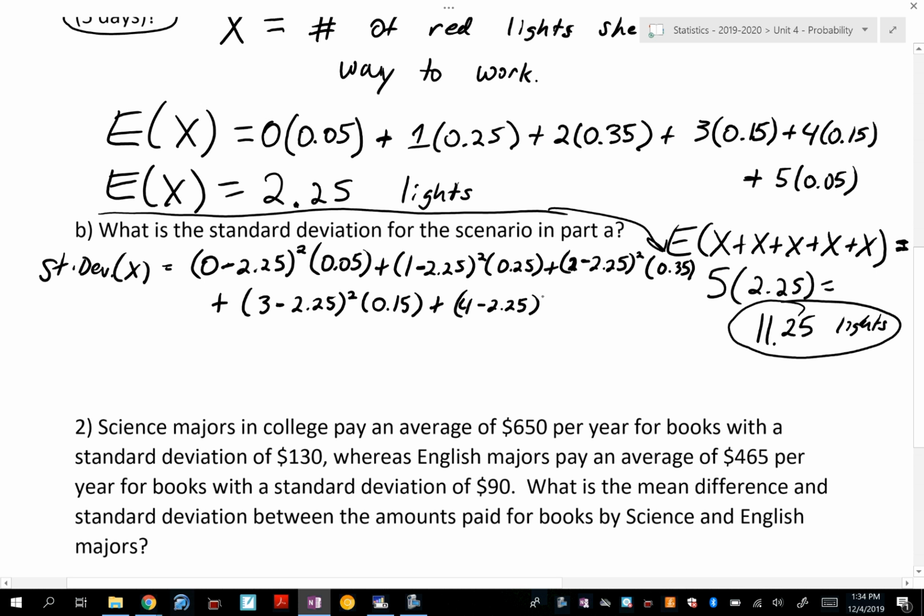Almost there. Last one. Times 0.05. Okay, I apologize, it's kind of hard to see, but all of it is there.